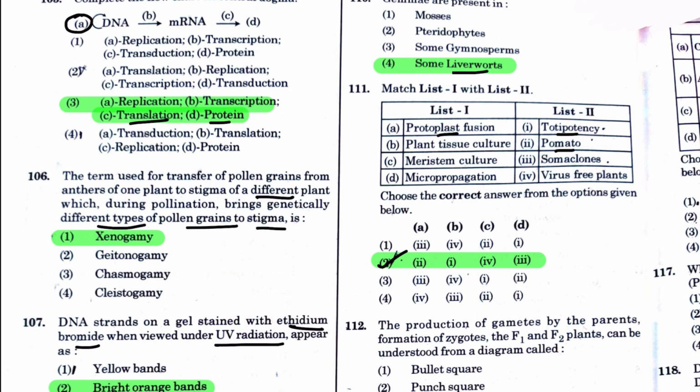And meristematic culture, generally we do meristematic tissue culture in order to get virus free plants, because meristematic cells are actively dividing cells, so virus cannot infect such kind of actively dividing cells. And for D, micropropagation, the answer is homoclones, so the answer is 2.